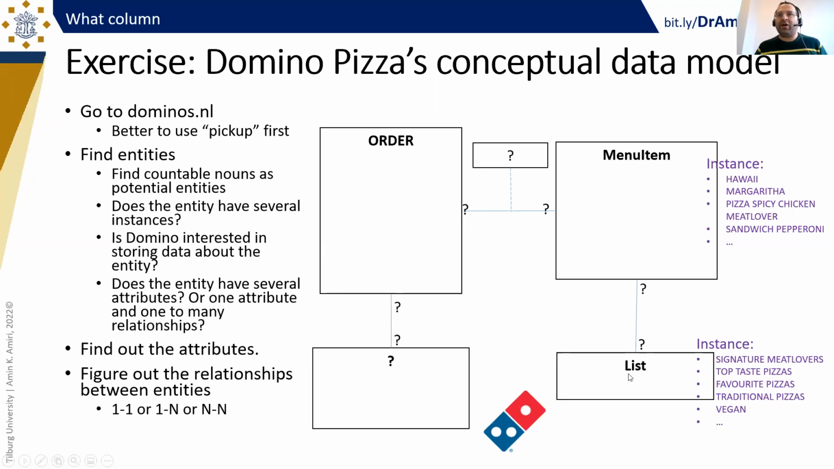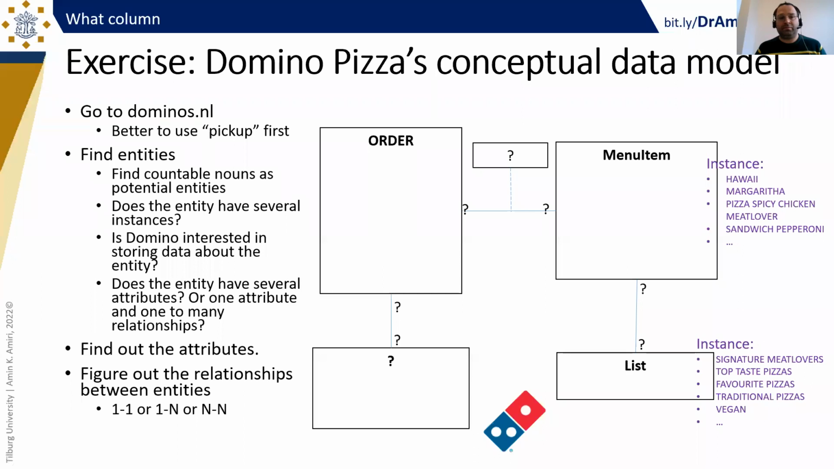For an instance of a list like top taste pizza, do I have only one menu item or several menu items? For vegan pizzas, several, exactly. So you need to put an N here. Okay, for a list like Hawaii or margarita, can that menu item belong to only one list or several lists?